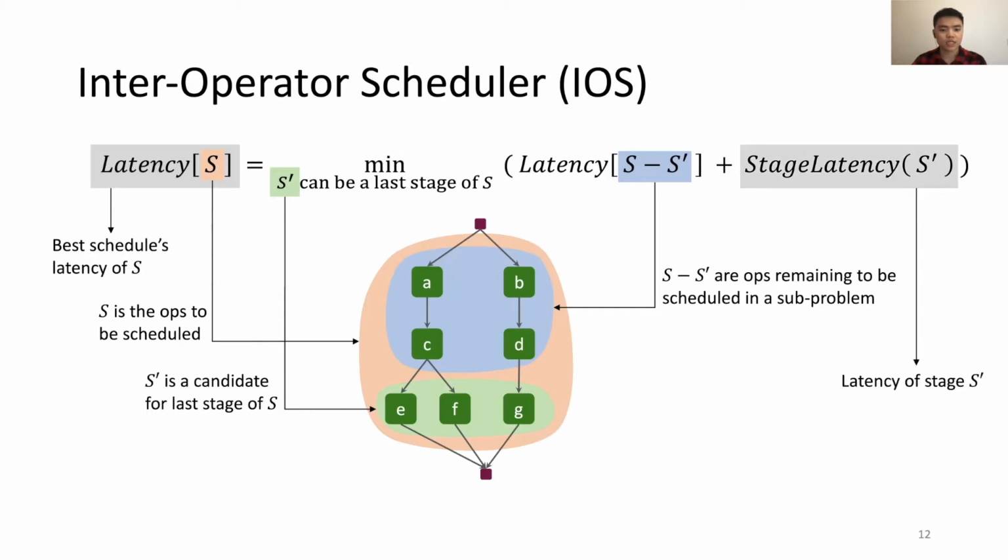In this process, we need to measure the latency of the last stage S prime. We can definitely have the last stage of the optimal schedule enumerated. Therefore, we can find the optimal schedule through this dynamic programming algorithm. Then let's have a look at some components in this formula in more detail.